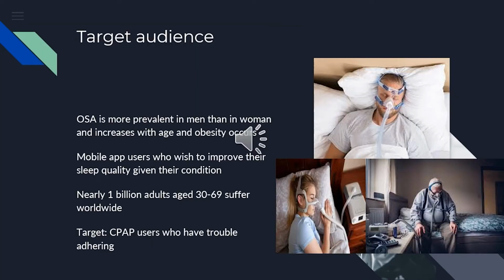Okay, so our target audience for our SuyaSuya app intervention is people with obstructive sleep apnea. This condition is more prevalent in men than in women and increases with age, as well as when obesity occurs. About 1 billion adults, ages 30 to 69, are known to suffer from this condition worldwide.